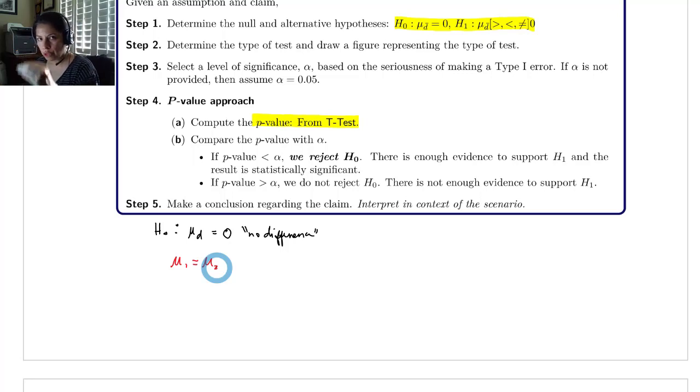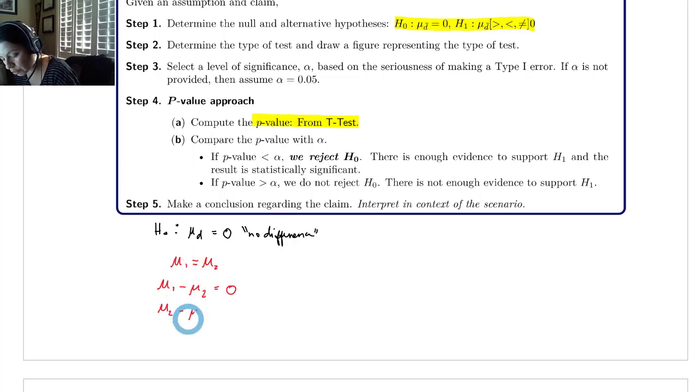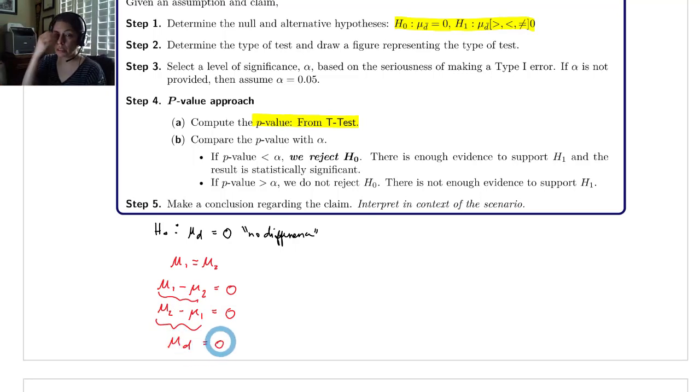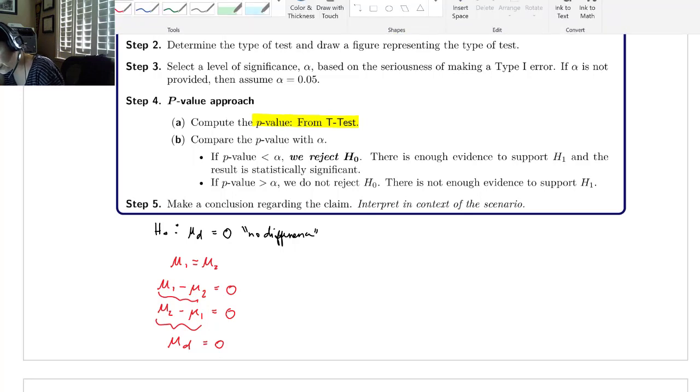If I move mu sub 2 over to the left, notice I get mu sub 1 minus mu sub 2 equals 0. Let's say I decided I wanted to move mu sub 1 over to the right. Well, that's going to be mu sub 2 minus mu sub 1 also equal to 0. No matter what, these two differences, mu sub d, is still equal to 0, right? Just with simple arithmetic. Well, let's look at the alternative.